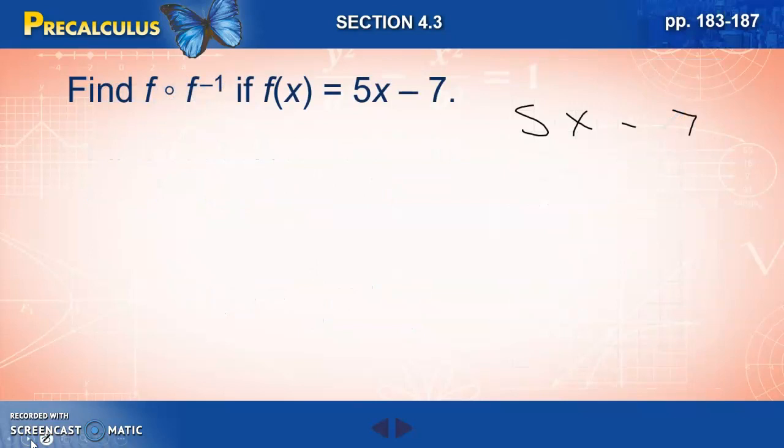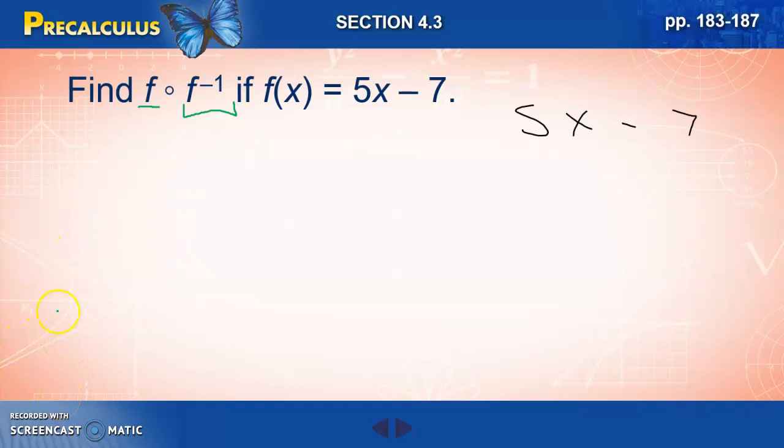All right, let's take a look at f composed with the inverse function of f, if f of x equals 5x minus 7. So we need to know two things in a composition. We need to know the equation for the original function, which we do, 5x minus 7. And then we need to know the equation of what it's being composed with. In this case, it's being composed with the inverse. So we need to first find the inverse.